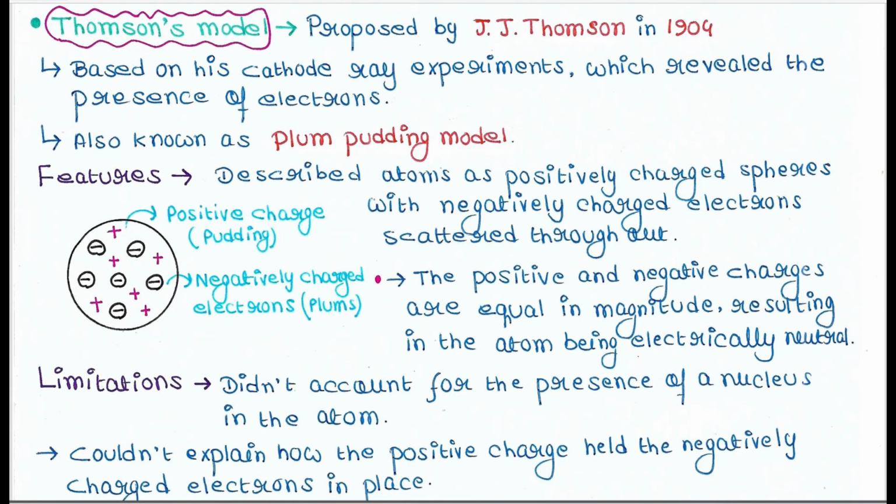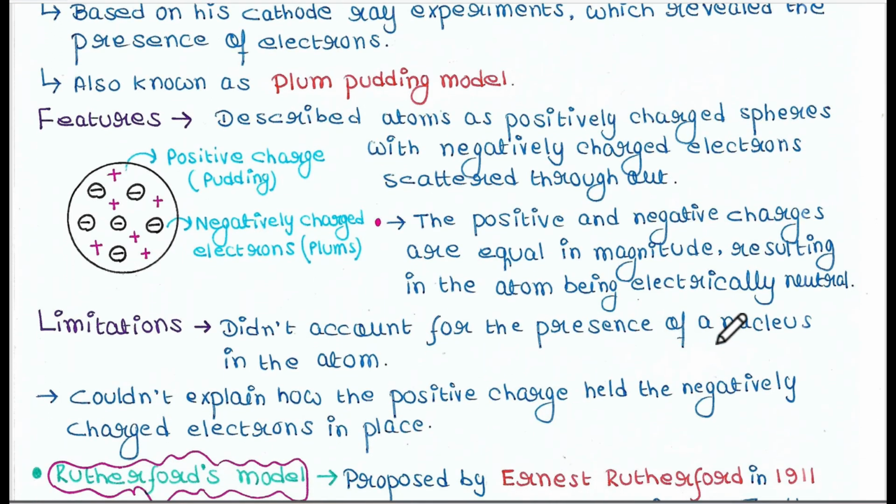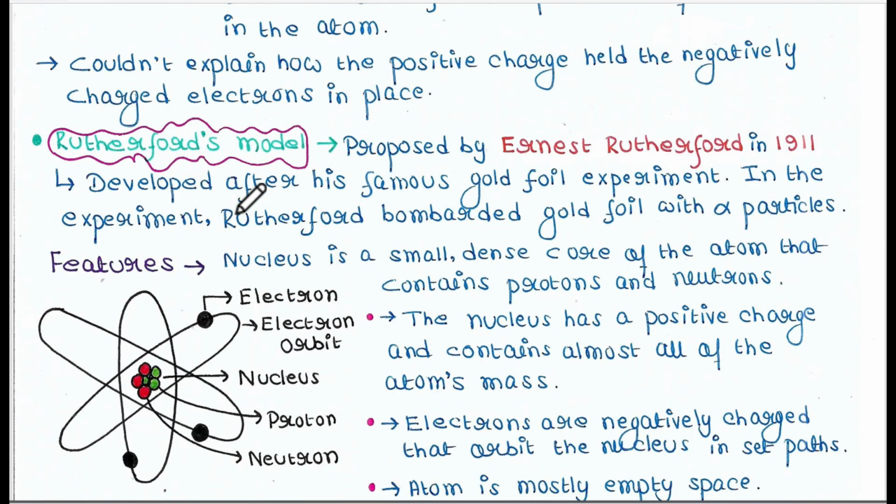Limitations. This model didn't account for the presence of a nucleus in the atom. So this model doesn't say anything about the nucleus. This model couldn't explain how the positive charge held the negatively charged electrons in place. So we can see that negatively charged electrons are just scattered over the atom, but how are they placed? What is the interaction between them? These are not explained. So the next model was the Rutherford model.